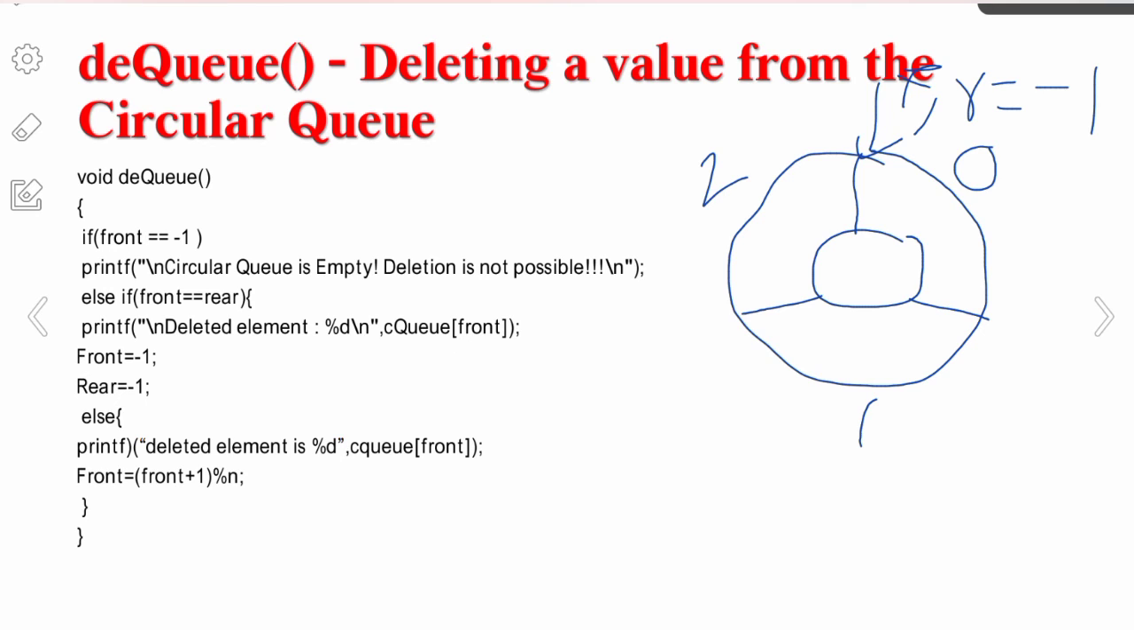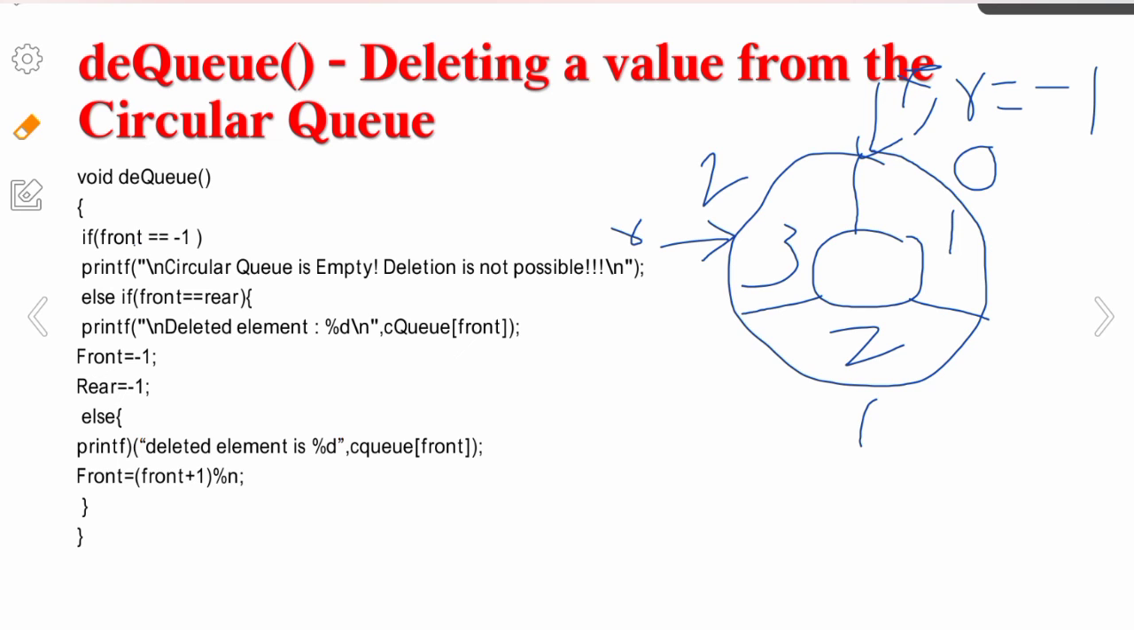After inserting the data into the circular queue, if we insert the data 1, the rear pointer will point to this location. Again we insert the data 2 using rear plus 1 mod n. And then again we insert the data 3 into the circular queue. So rear will point to the second location here.